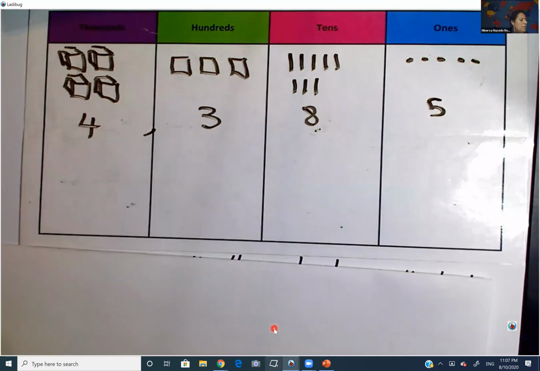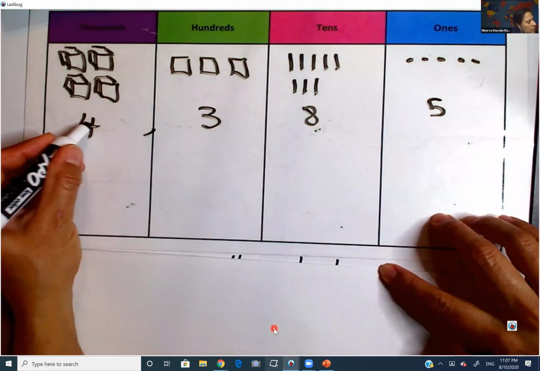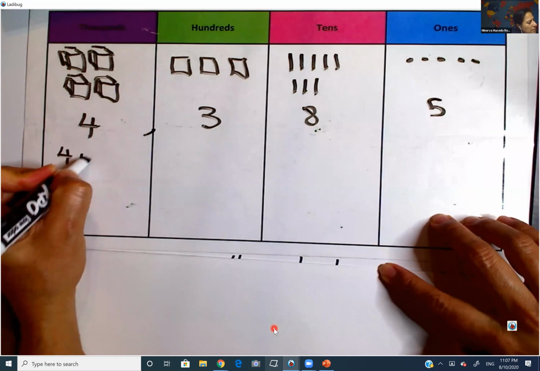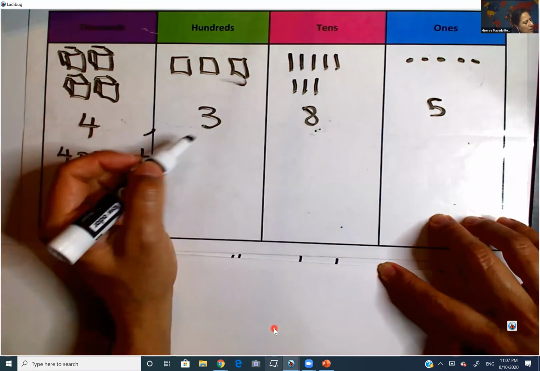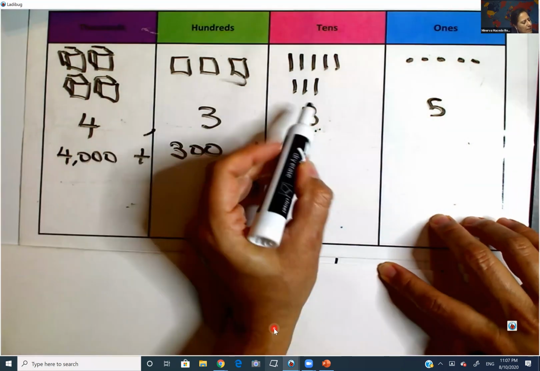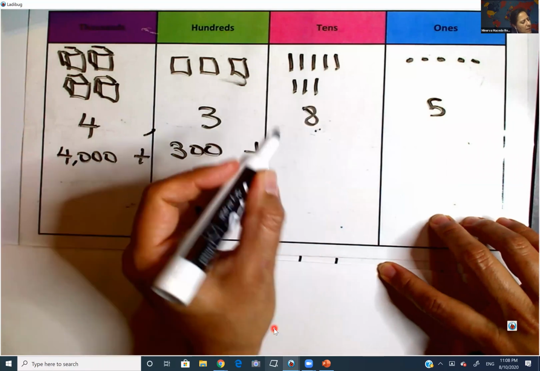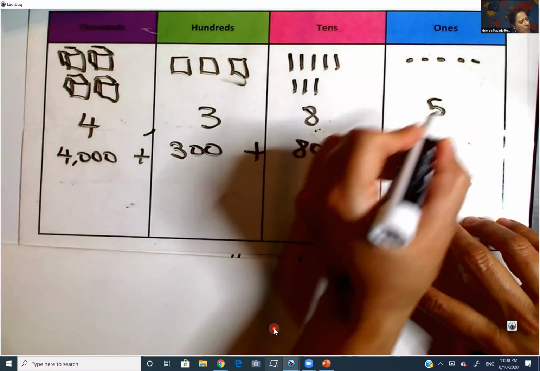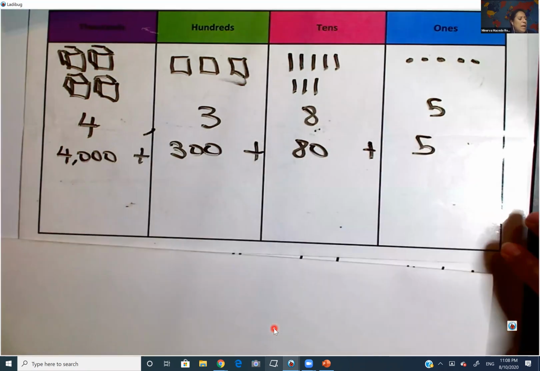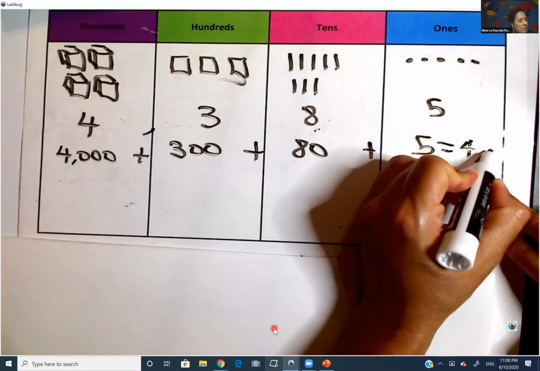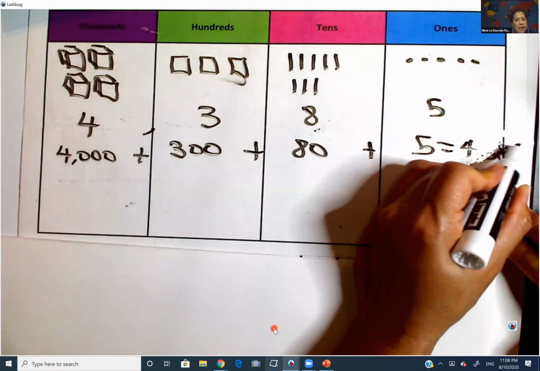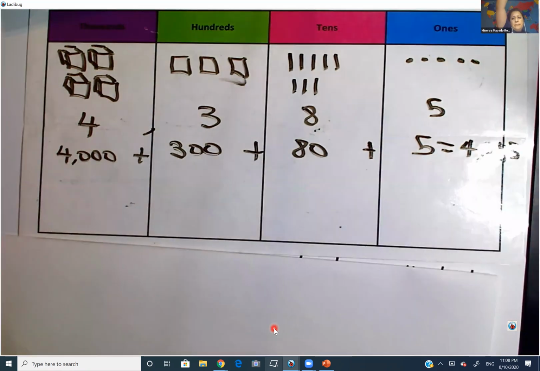4,385. If we do the expanded form, if we do the value first, this digit 4, the value is 4,000. Plus, I have 300s, but the value of digit 3 is going to be 300. Plus, I have 8 tens. The digit 8 has the value of 80. And I have 5 ones, which is the value is going to be 5. When I add all my numbers, I have to have the same number, which is going to be 4,385. So far, I think this is simple.